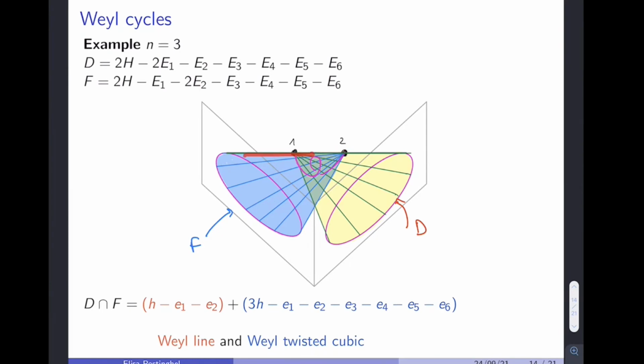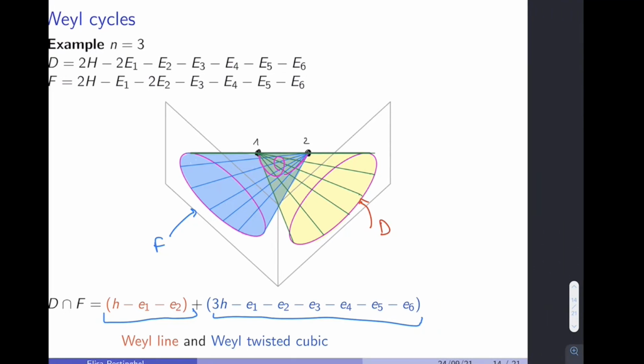So I hope it's visible from this picture. This intersection has two components. It has a line through 2 points, and using little h and little e_i to denote the classes in the dual to the curve classes, and this is the twisted cubic through the 6 points. So also the twisted cubic is a Weyl curve. And that generalizes the conic through 5 points of P2.